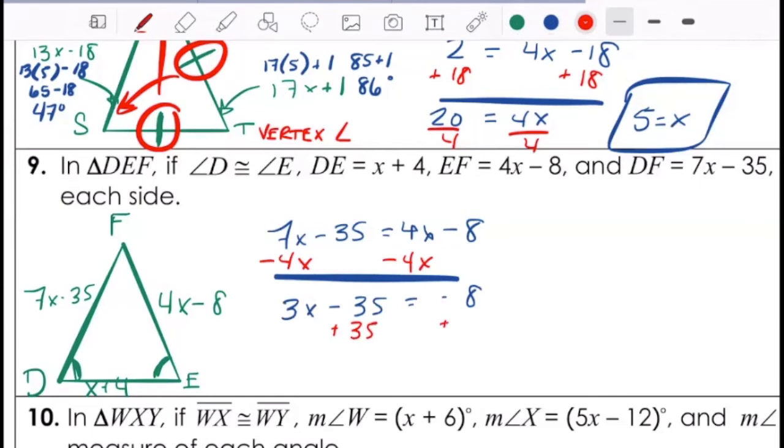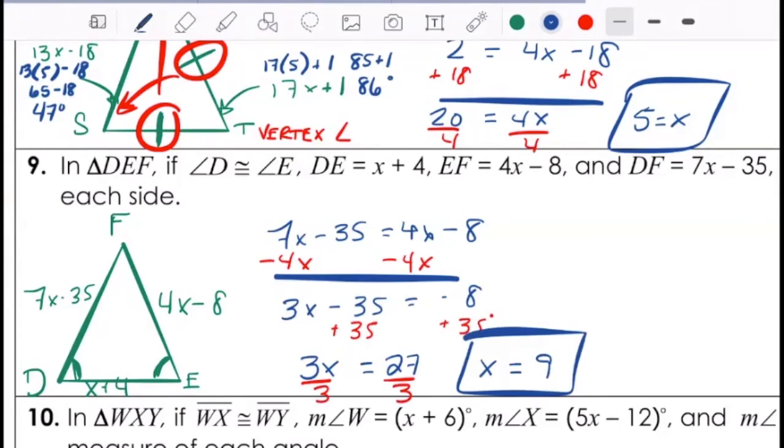Add 35 to both sides. 3x equals, oh boy, 27. Divide both sides by 3. X equals 9.